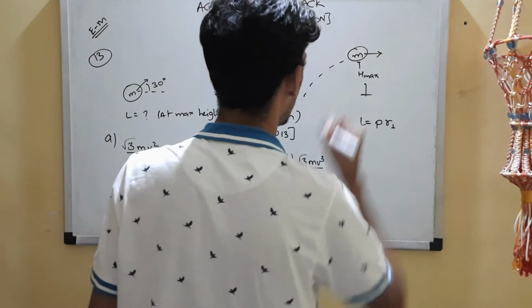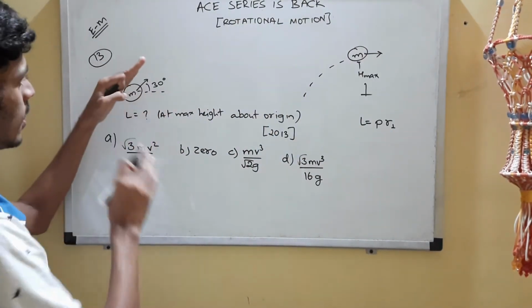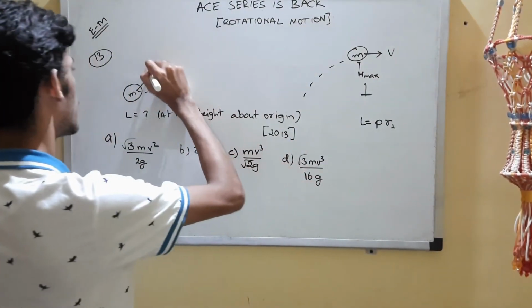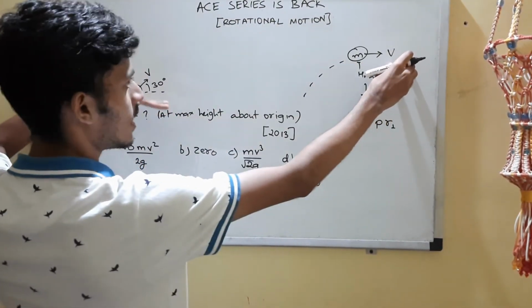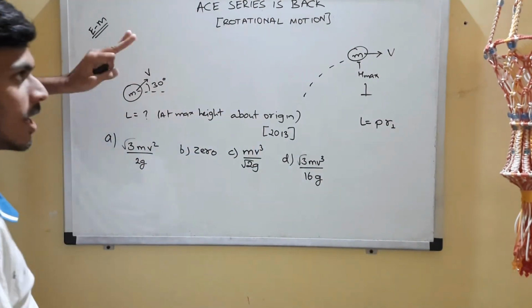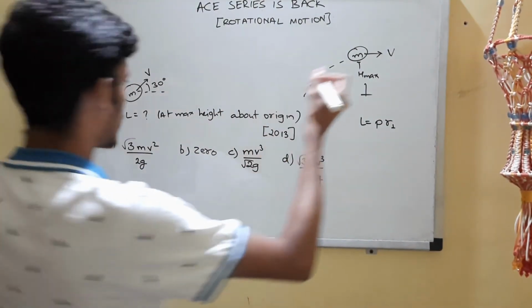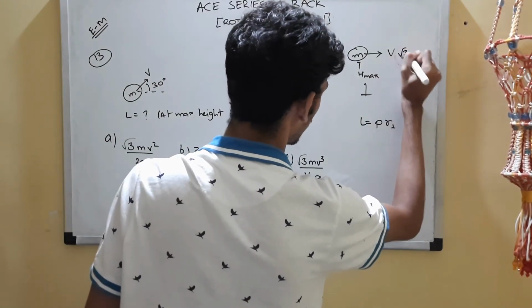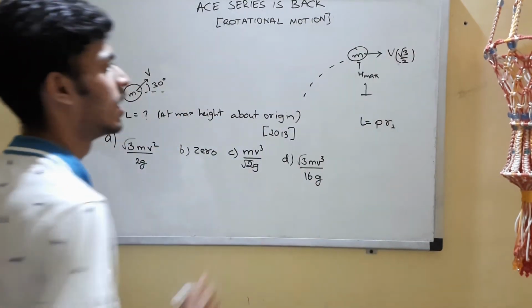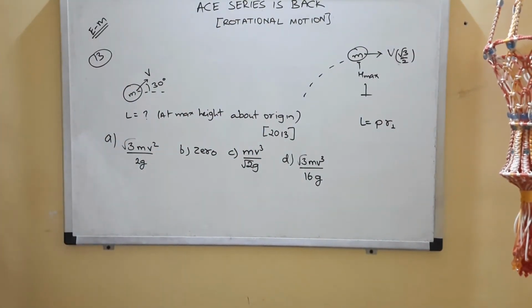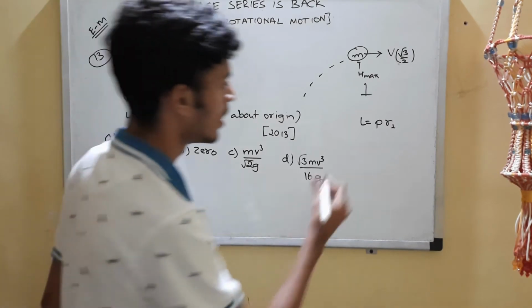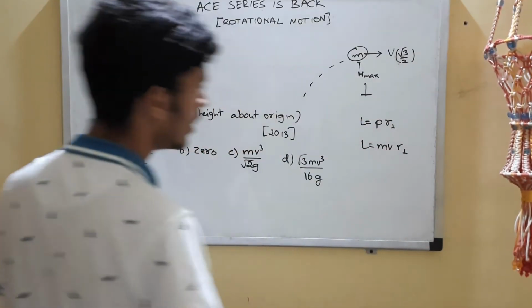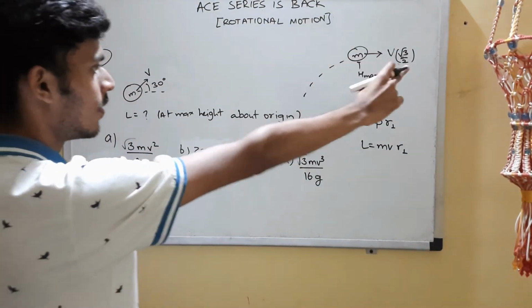The horizontal component in this case will be v cos theta. The initial velocity was given as v, so it is v cos 30, which is root 3 by 2 times v. Adjacent to theta is cos theta, opposite to theta is sin theta. So this is the component of velocity we have. The linear momentum is given as m into v, and you have to consider the perpendicular distance.